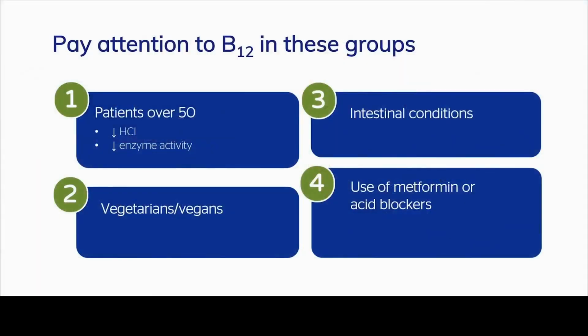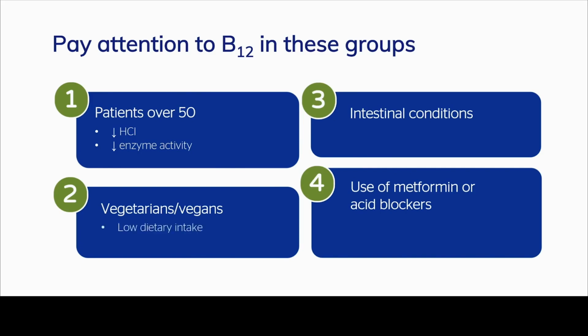You really want to pay attention to vitamin B12 status in these 4 patient groups. First, older people really need to pay attention to their dietary intake, and you should never assume that, if they're consuming enough B12 that they're actually absorbing it, because stomach acid production declines with age, and to some extent the enzyme secretion declines with age as well.